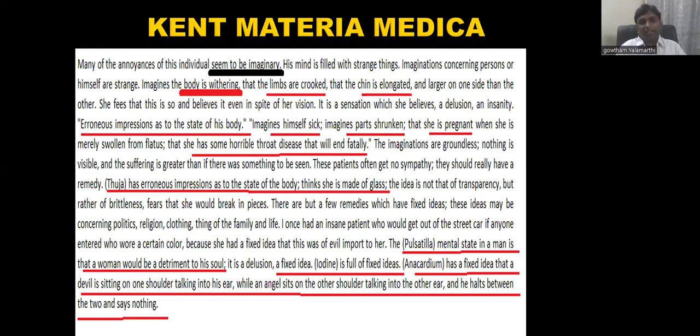So coming to Sabadilla, they have these imaginary things. Even by having a bit of fullness in the abdomen, she thinks that she's pregnant. So don't forget to prescribe Sabadilla whenever there are these delusions.